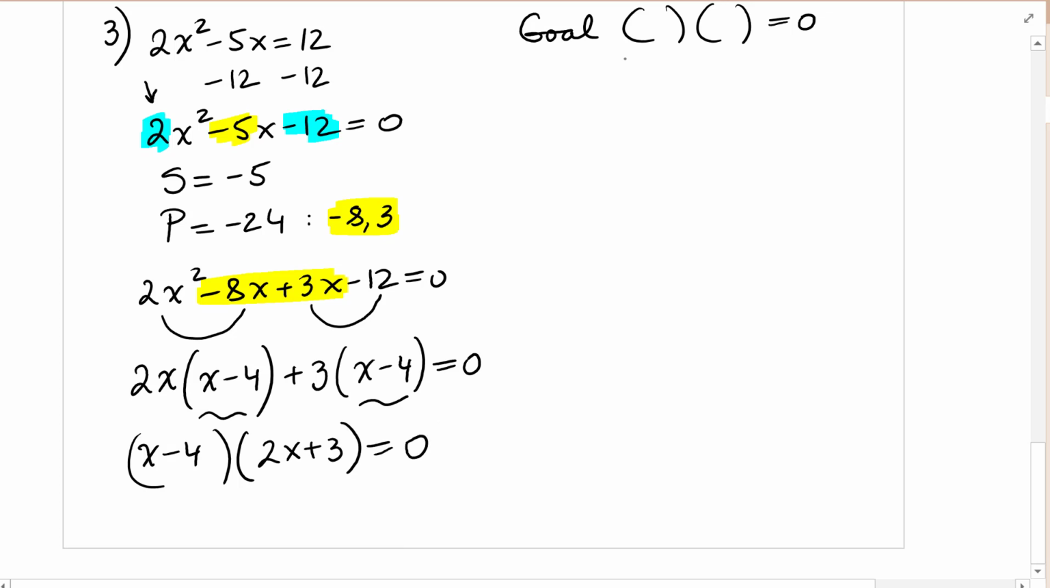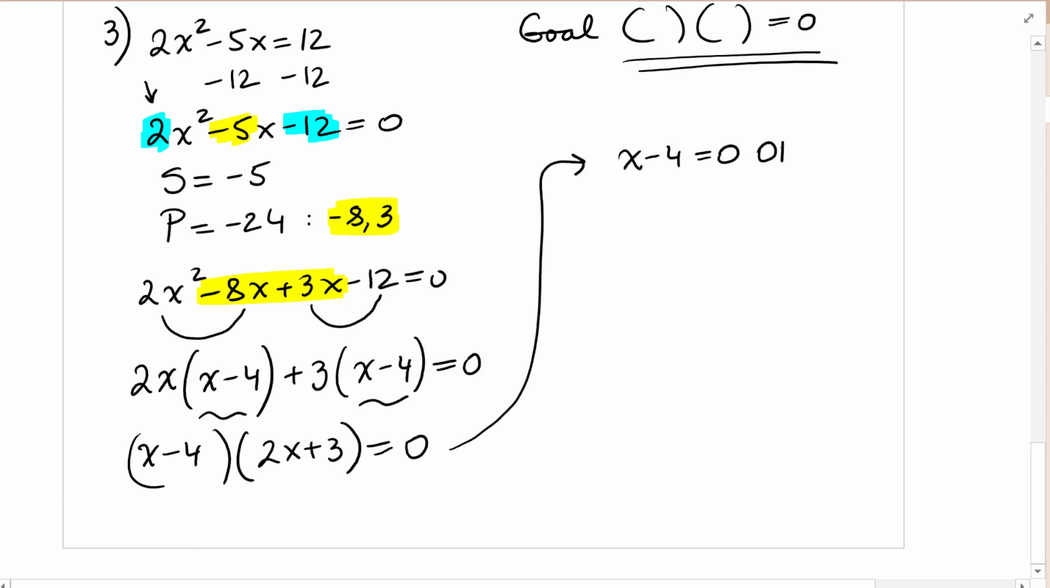So we attained our goal of having two factors equal 0. So what does this mean? It means x minus 4 equals 0, or 2x plus 3 equals 0 based on the zero product property.